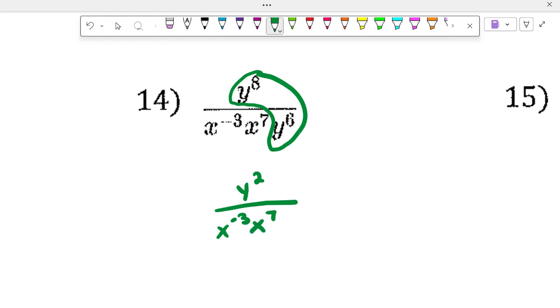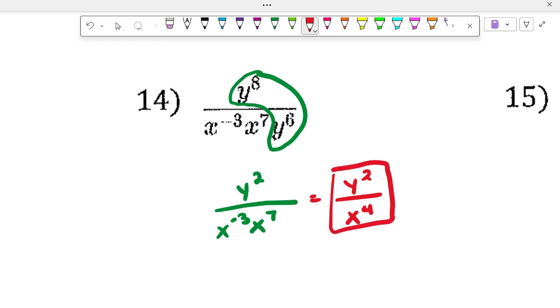Now, you may think that you need to move that negative, but in reality, what's probably the easiest way so we don't have to do an extra step? Just go ahead and add them together. All right, because if we add negative 3 and 7, what's going to happen? It's going to make a positive exponent. So this would be y squared over x to the 4th.